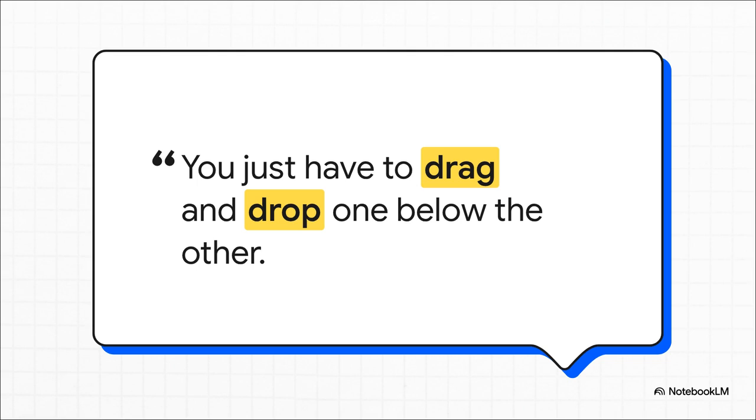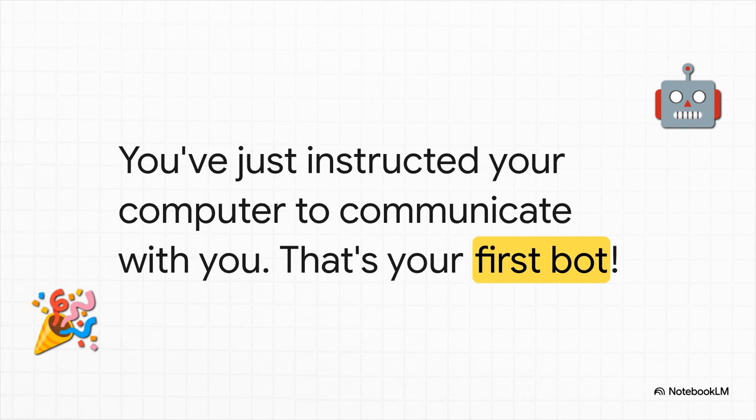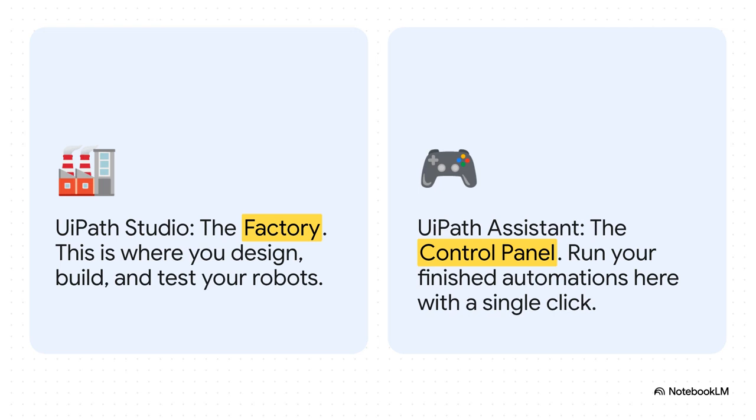No fuss. So you drag over a message box activity, you type in hello world, and then you hit run, and pop! A little box appears on your screen with your message. It seems small, but this is actually a huge moment. You've just given your computer a direct command, and it talked back to you. That's your first robot, right there. Congratulations.